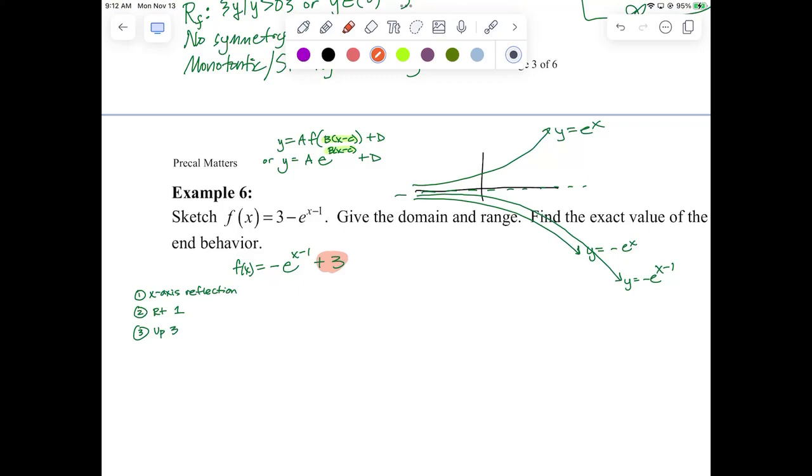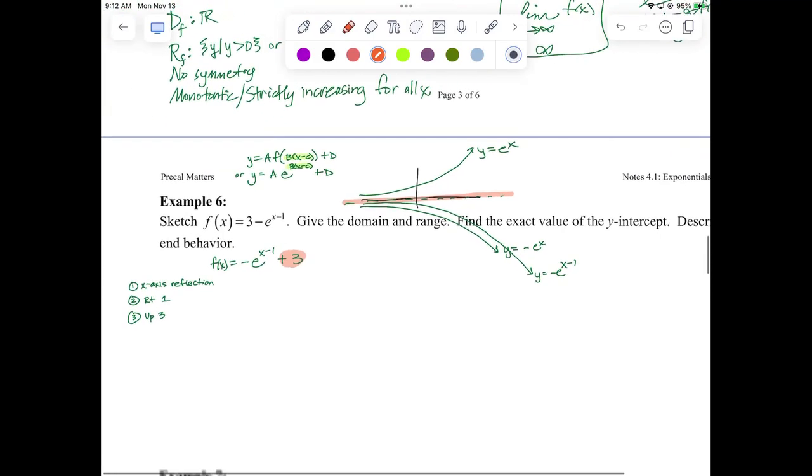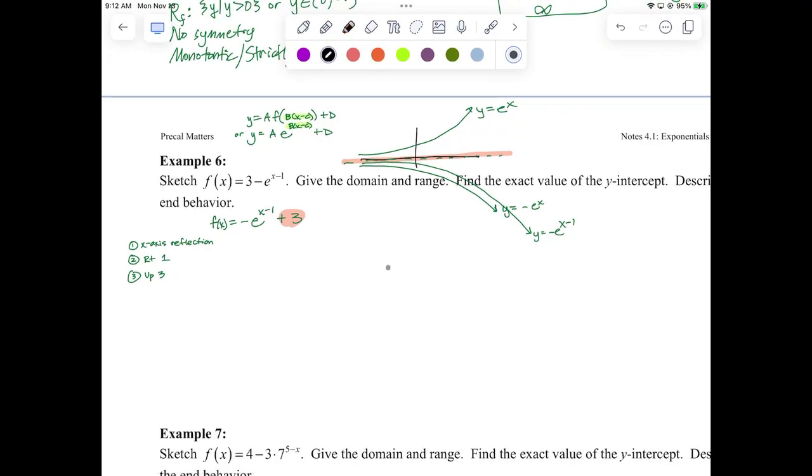What does the plus 3 do to this graph? Up 3. Now, when it moves it up 3, what's going to happen to the horizontal asymptote? It's going to go up 3 as well. That's a significant change, right? So when we're sketching our final graph, let's come down here and sketch our final graph.